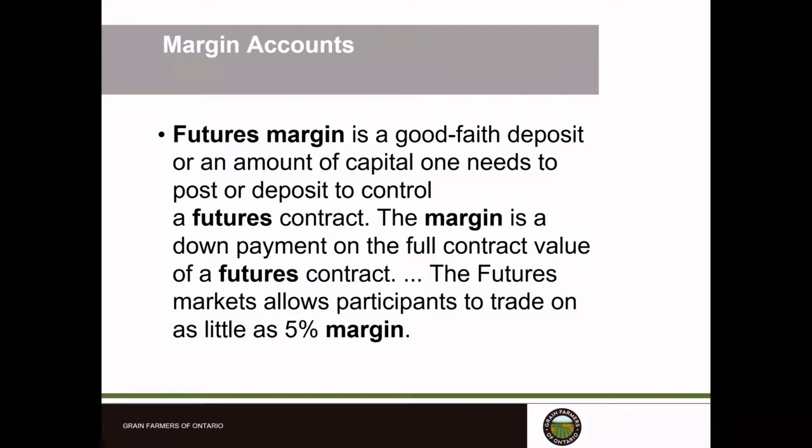Okay. So again, it's a good faith deposit on an amount of capital one needs to post or control. So for every corn contract that you want to buy, the minimum margin may be $1,000 initially. And then from there, they watch it each day to see if it's moving up or down. And if you start losing your $1,000, then you get what they call a margin call, which means you've got to top it back up again. Okay. So the futures markets actually allow participants to participate in these trades for as little as 5%.